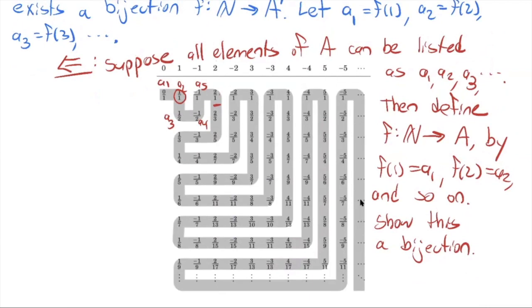Okay, so that's a bit of a recap of last time. Here's a theorem that I'd like us to think about. This theorem says that any infinite subset of a countably infinite set is countably infinite. That should make some sense here.